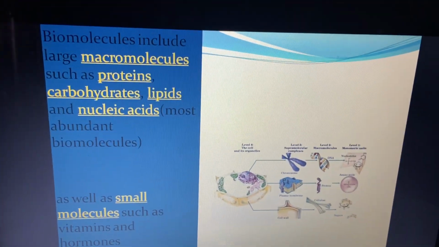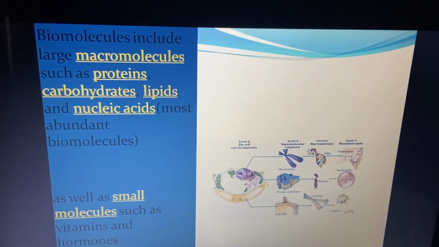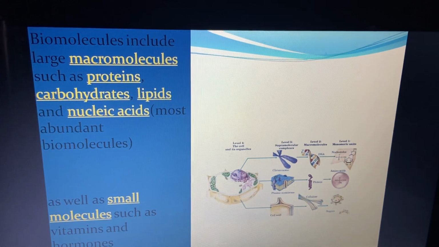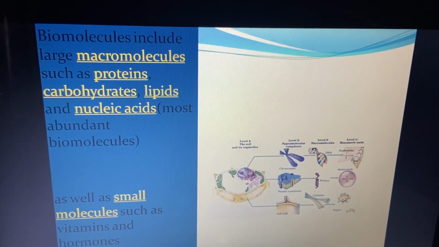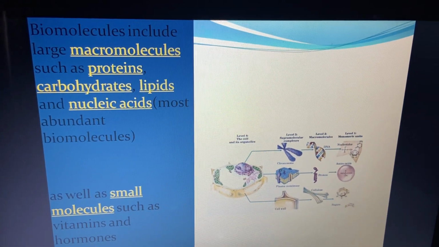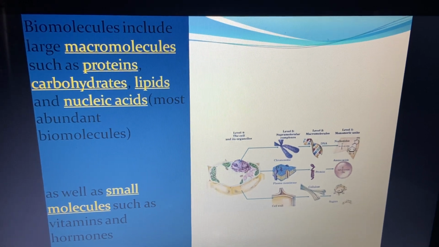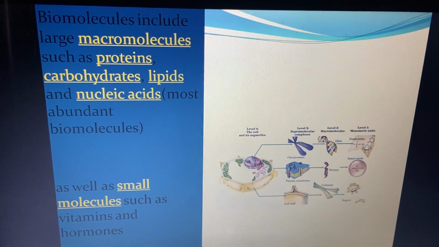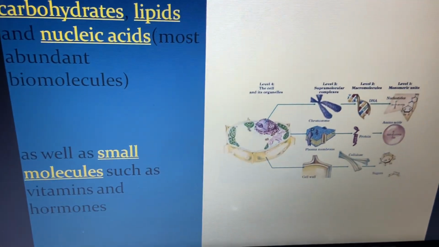We move forward. Large macromolecules. Some biomolecules which are large are known as macromolecules, which are proteins, carbohydrates, lipids, and nucleic acids. These are the most abundant biomolecules present in a cell, along with some small molecules such as vitamins and hormones.